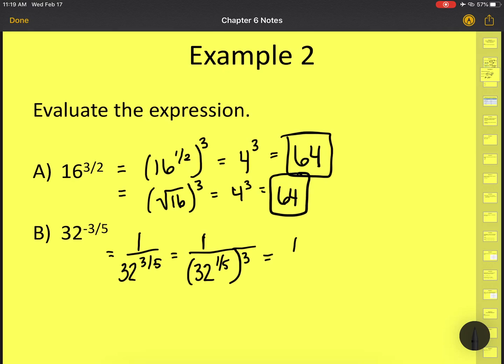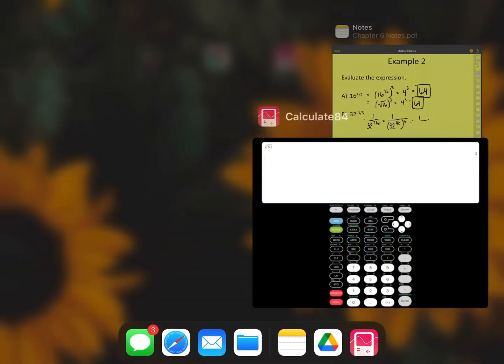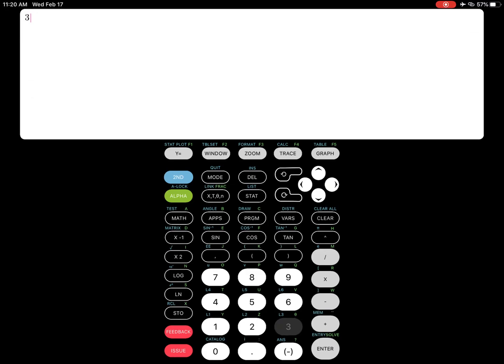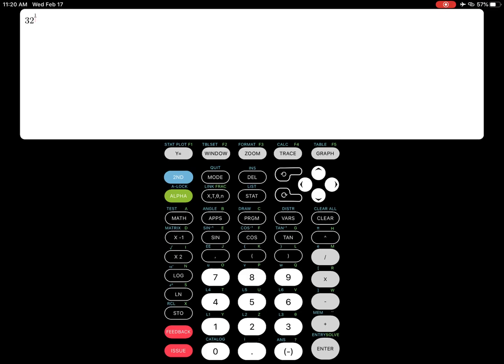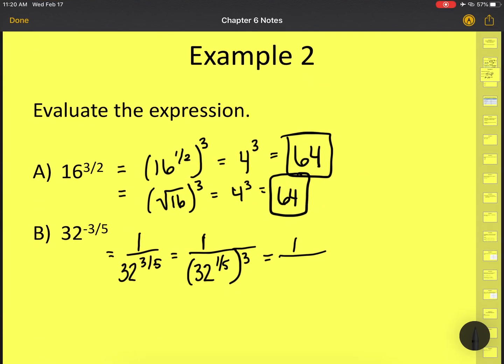Well, 32 to the 1/5 in the calculator. And again, let's review how to do that. So 32, exponent button, then 1/5, equals. Well, that's just 2. So this is now 2 to the third power. Well, we know 2 to the third power is 8, so 1 over 8. So there it is in fractional exponent form.